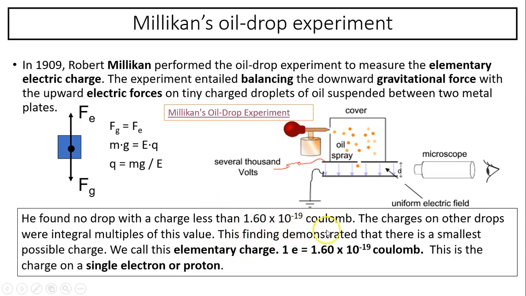I hope you recall that number. The charges on other drops will be integral multiples of this value. That means the other charges can be 3.2 times 10 to the negative 19, 4.8 times 10 to the negative 19, and so forth. This finding demonstrated that there is a smallest possible charge, and we call this the elementary charge. 1e equals 1.6 times 10 to the negative 19 coulombs. So we have learned this before.